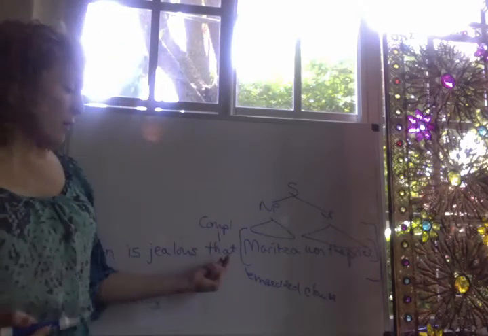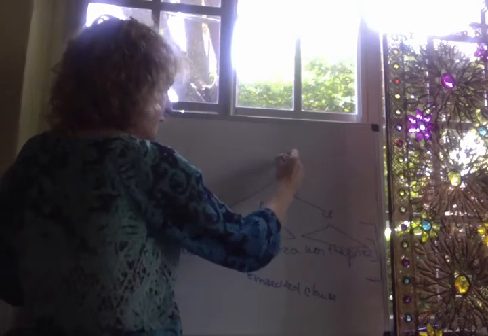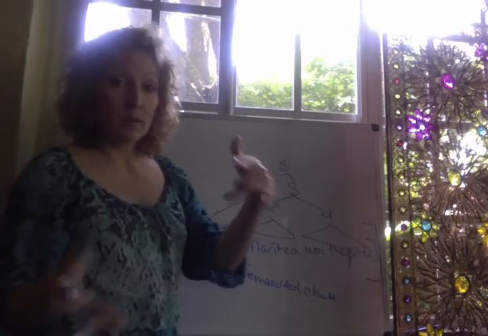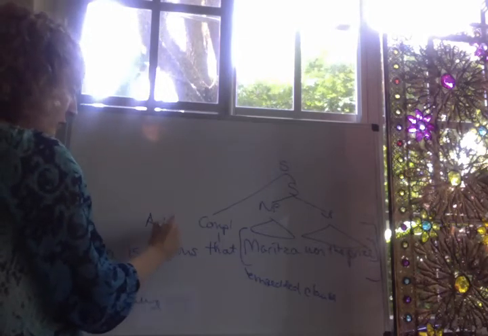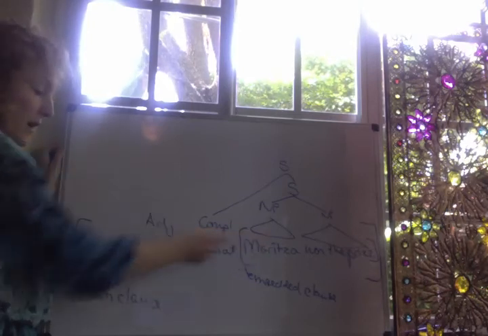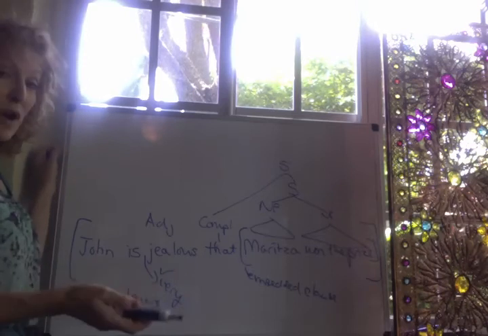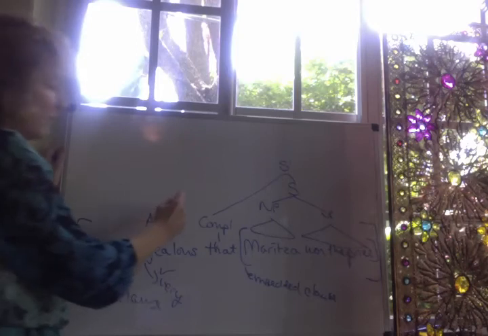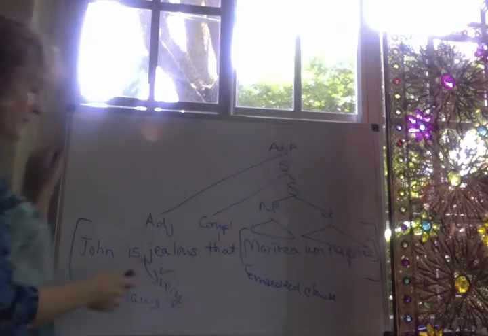And remember that the complementizer plus the embedded clause forms the S bar. Think of the S bar as being, in a sense, an enhanced sentence. It's a sentence plus a little bit more information. Jealous, we said, was an adjective. Well, how do we know that that's the case? John is very jealous that Maritza won the prize. So if you do that intensifier test, it seems to be possible, therefore you know it's not a verb. It's serving as an adjective. And therefore, these two together are forming an adjective phrase.